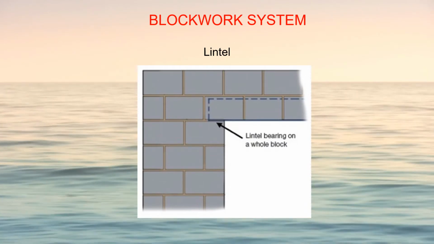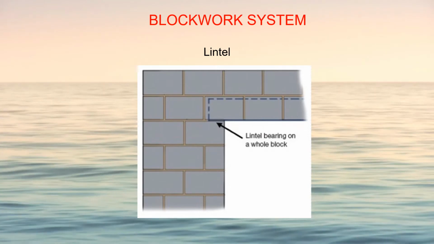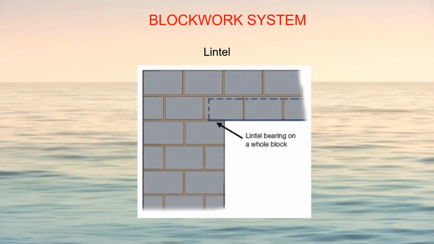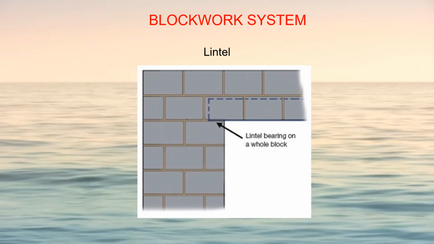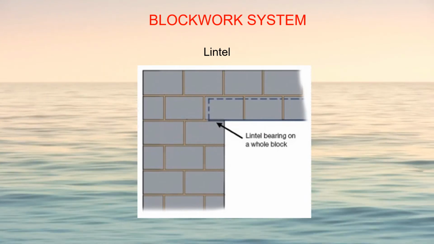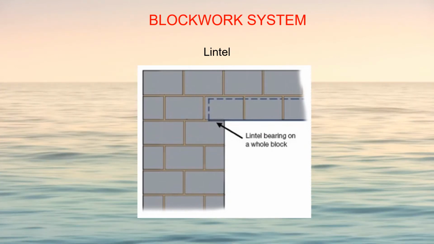Bonding should be set out so that lintels sit preferably on a whole block. And if this is not possible, a minimum 2/3 length block is acceptable, but definitely not less, normally by at least 150 mm.